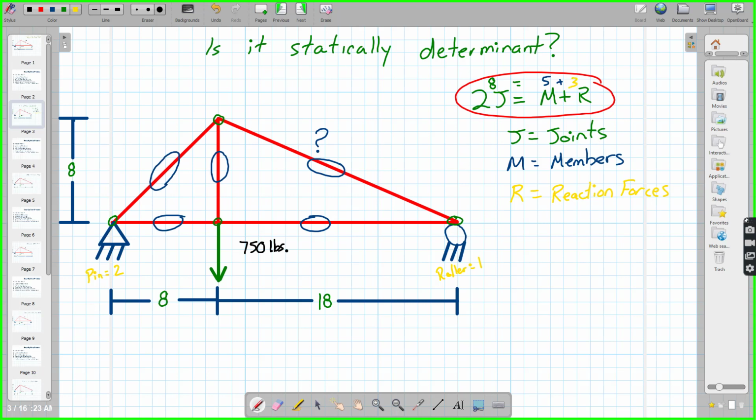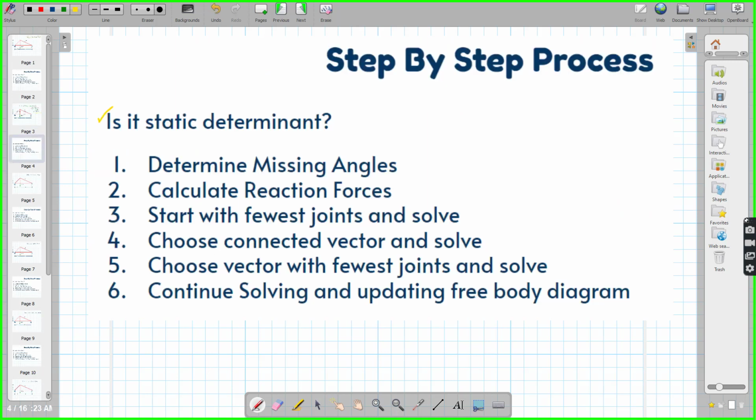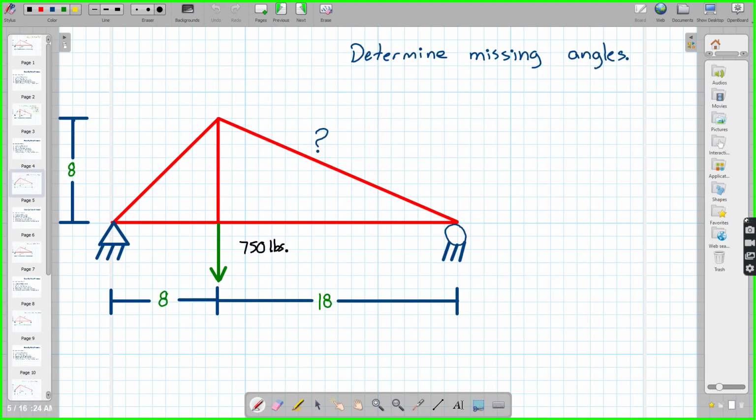So the question then becomes, the left side is 8, the right side is 8. Those two are equal. So yes, this one is statically determinate. So check. Now we're going to go to the next step, and really it's the first step. Most of the problems you'll get in class are statically determinate. So we'll go now to determine the missing angles.